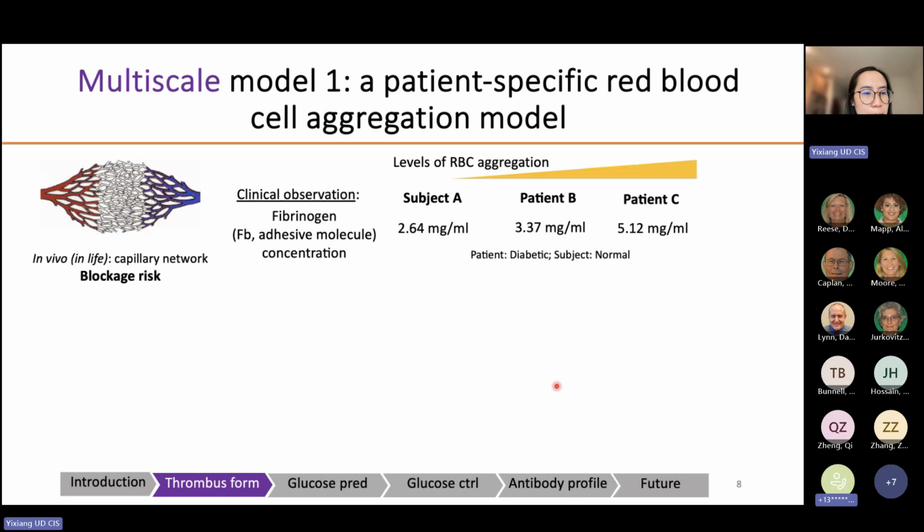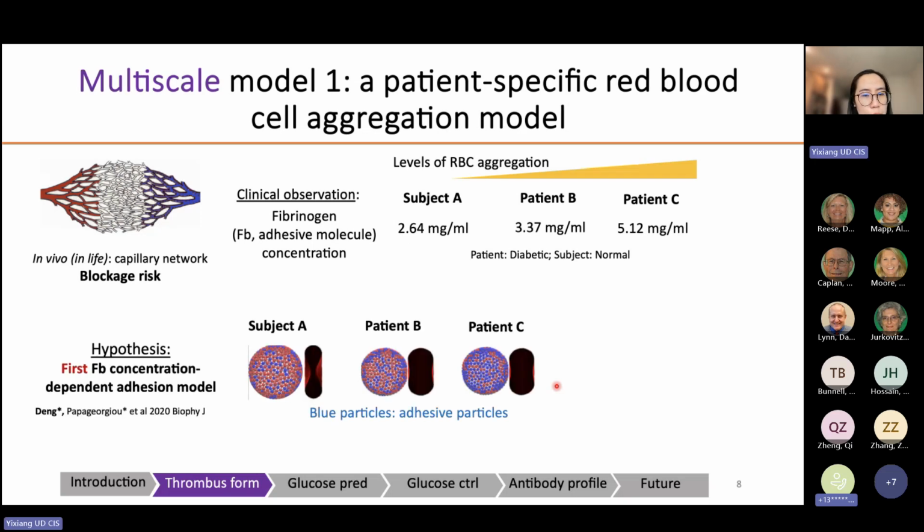So many of you may be familiar, the capillary network is shown like this, and it's pretty small compared to the diameter of red blood cells. Therefore, it will have a risk of blockage if the cells cannot freely flow in the capillary network. And from our clinical observation, we found that the fibrinogen, which is an adhesive molecule, its concentration is actually proportional to the red blood cell aggregation, meaning that the higher the fibrinogen is, the more red blood cells tend to aggregate together in different patients.